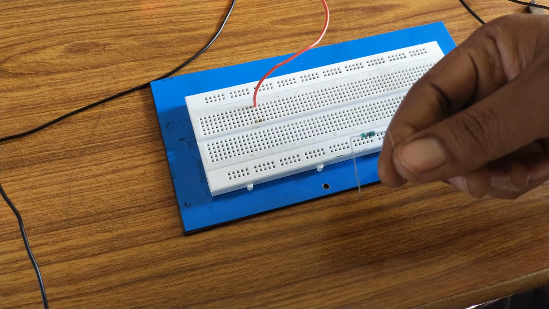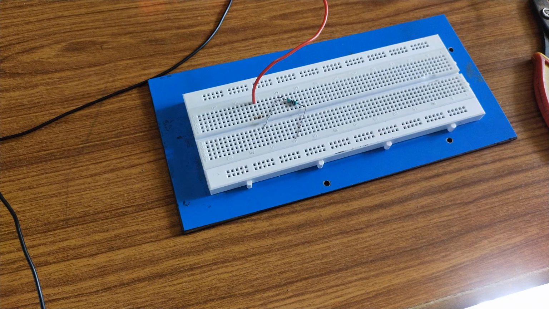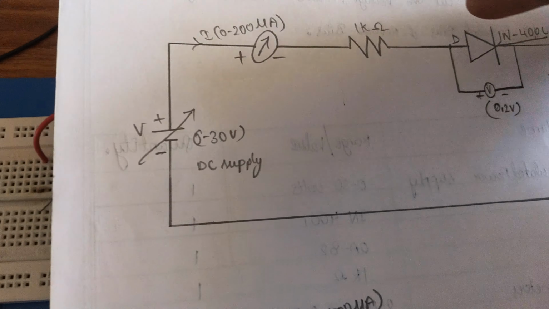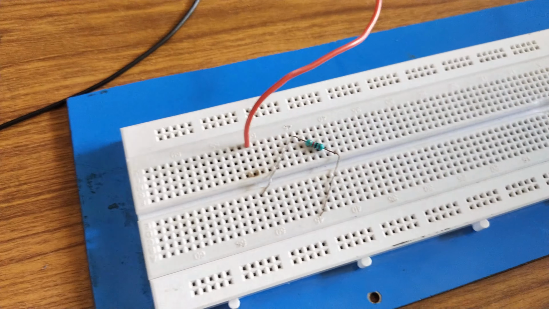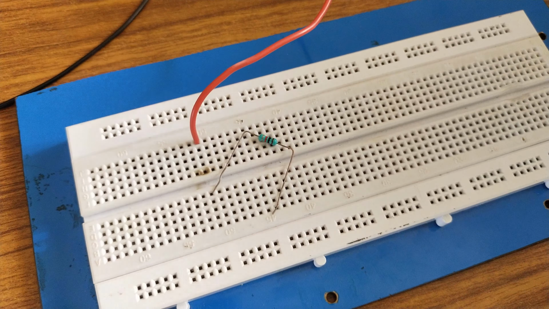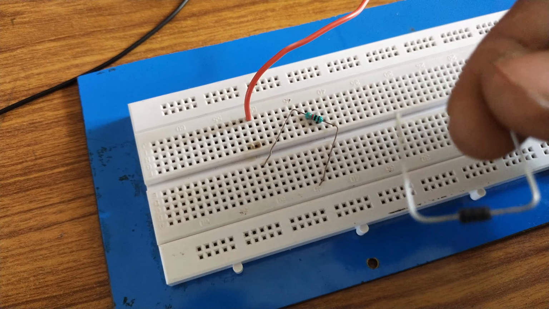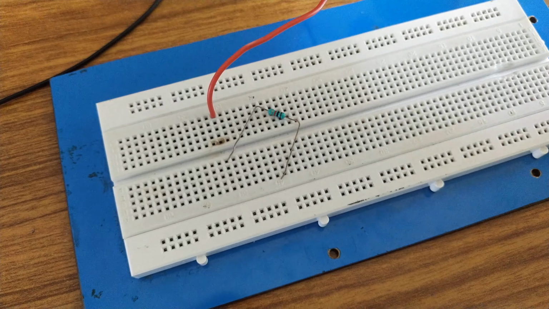This is the 1 kilo ohm resistance we have to place. Like this circuit, we have to connect the 1 kilo ohm resistor, 1 ammeter and 1 diode to conduct the experiment. This is the diode we have to consider on the breadboard.